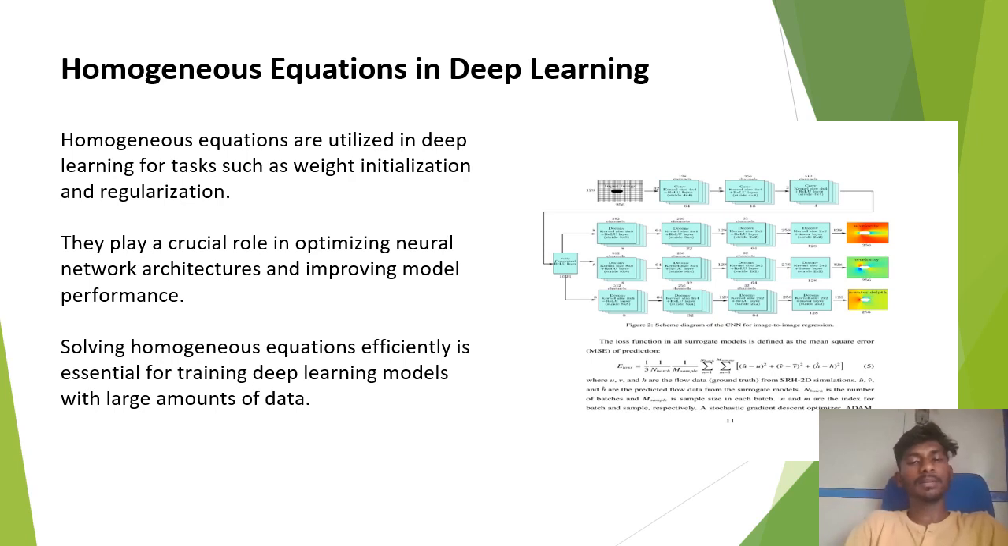Homogeneous equations in deep learning. Homogeneous equations are utilized in deep learning for tasks such as weight initialization and regularization. They play a crucial role in optimizing neural network architectures and improving model performance. Solving homogeneous equations efficiently is important for training deep learning models with large amounts of data.